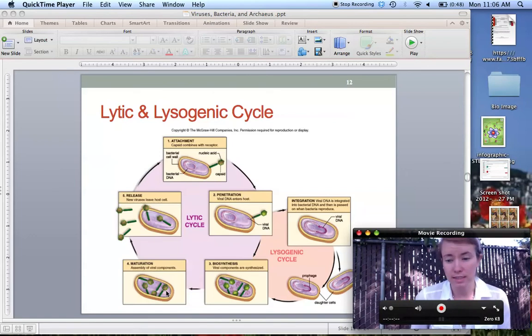So that's the lytic cycle. There's also the lysogenic cycle, like I said. So the lysogenic cycle follows the same first 2 steps, which is attachment. Obviously, we need to find the host cell, and penetration. If we don't introduce our DNA, nothing's going to happen. And then if it enters the lysogenic cycle, what happens is the viral DNA is integrated into the bacterial DNA.